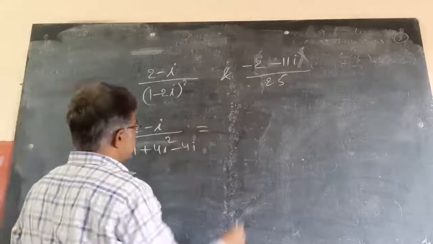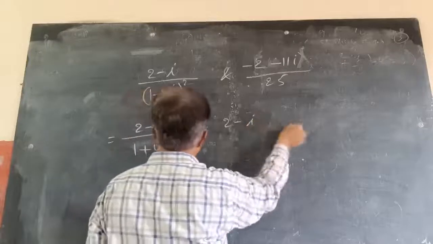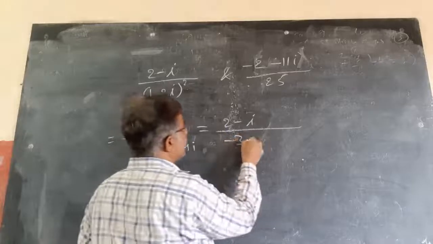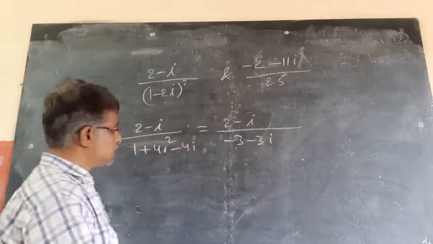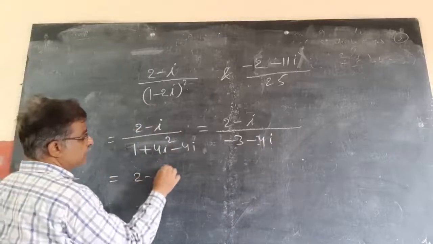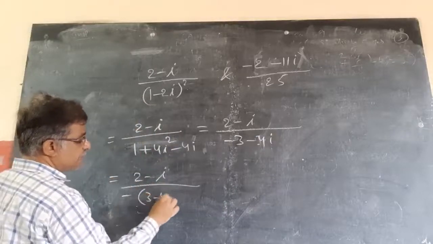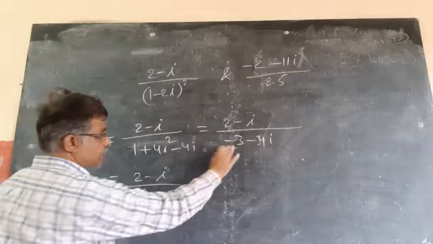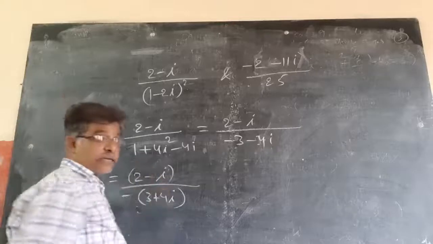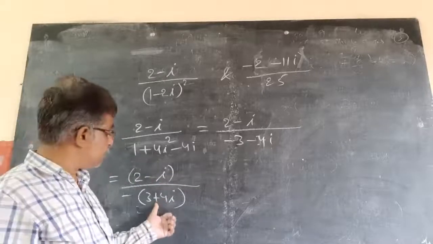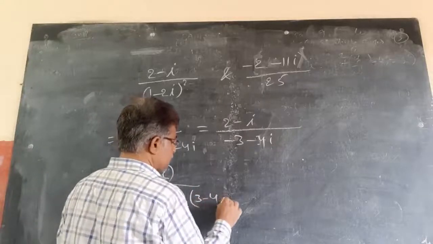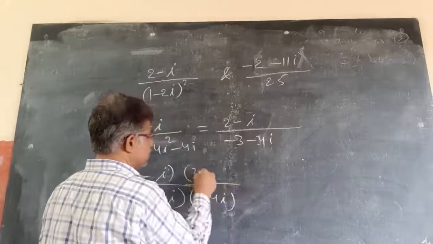Now, this is 2 minus i as it is, right? And this i² is minus 1. 1 minus 4 is minus 3, minus 4i. Now, if I take minus common, this becomes (2 - i)/(-(3 + 4i)). Minus, I am taking common, so this is 3 plus 4i. Now, rationalize numerator and denominator with the opposite sign, means 3 plus 4i. So multiply and divide numerator and denominator with 3 minus 4i. So 3 minus 4i.